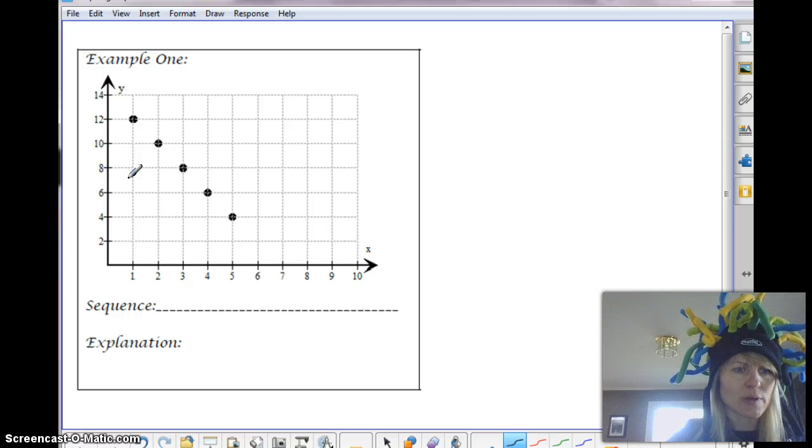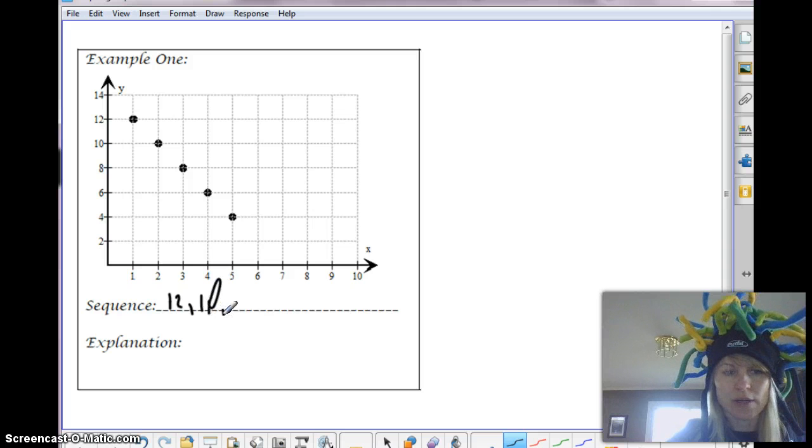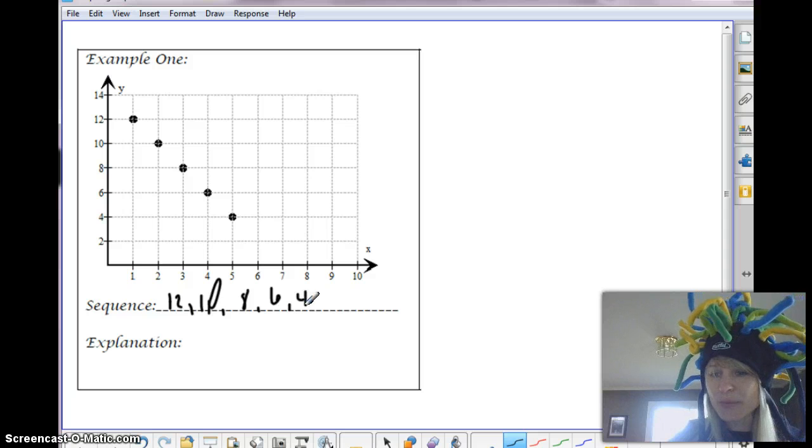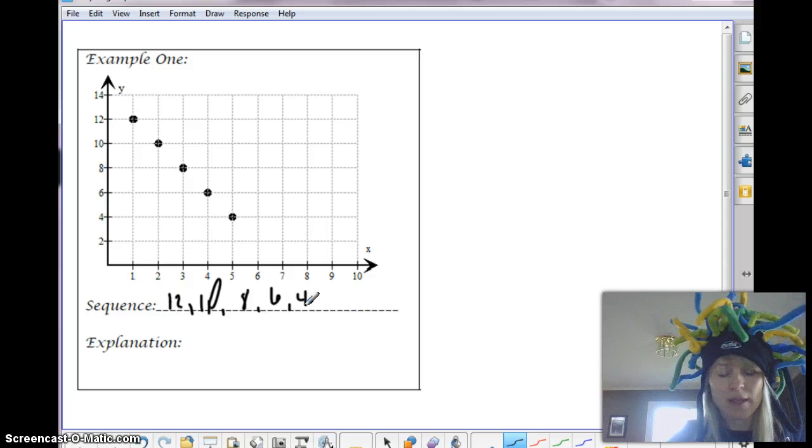Here's my first term, it's at 12. So that would be a 12. My second term is going to be 10. Hard to write on this. Third term is going to be 8. You can kind of see the pattern, right? And 6 and 4, and then they want the equation, right?